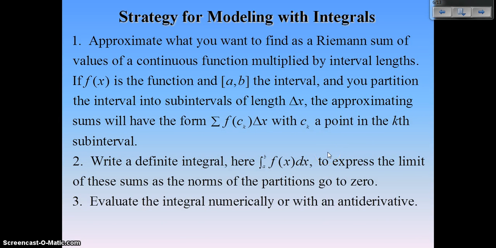Now, as we start these word problems with integrals, I just want to give you a few tips. You can pause the video now and read over them if you'd like. Probably won't focus too much on number 1. Number 1 to me seems like overkill. It tells us to look at the situation, write a Riemann sum using sigma notation such as you see here, and then step 2 tells you to rewrite it as a definite integral. I don't see any reason to do step 1. I usually just skip on to step 2. And then we'll take that integral and we'll evaluate it numerically or with an antiderivative.